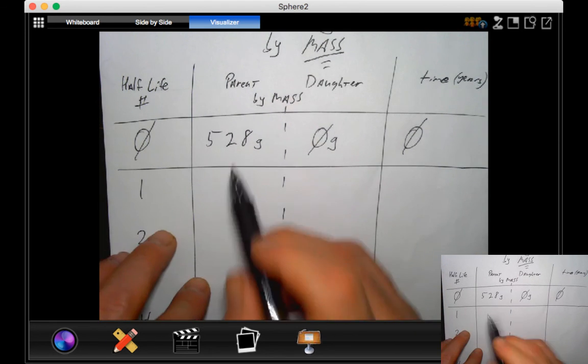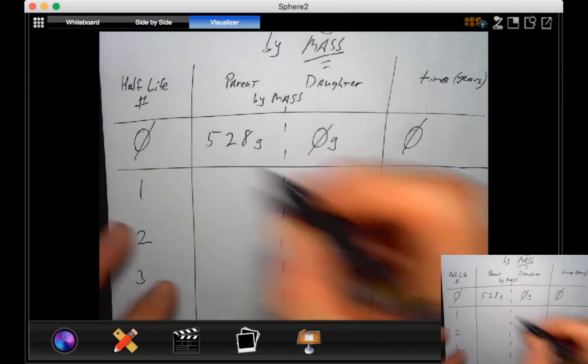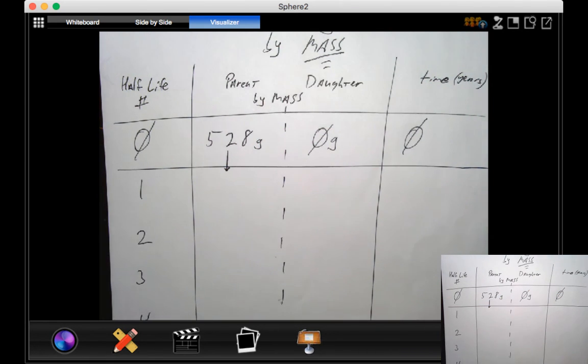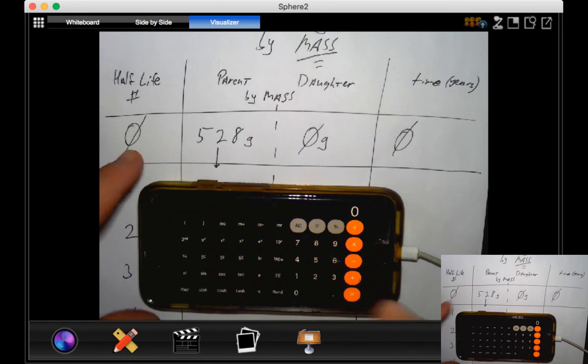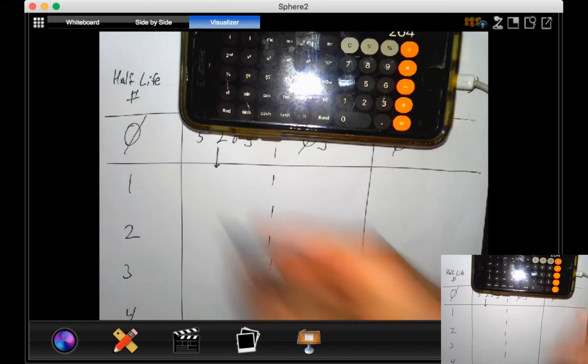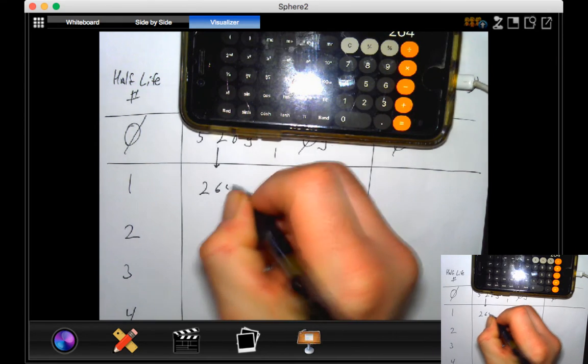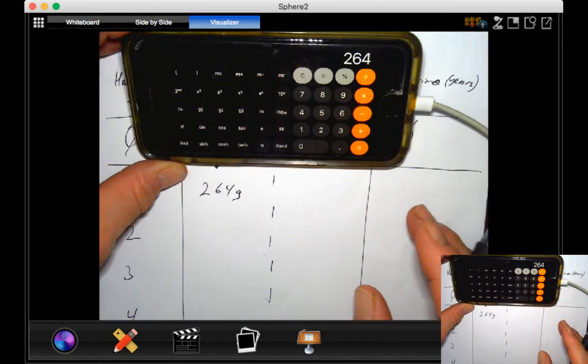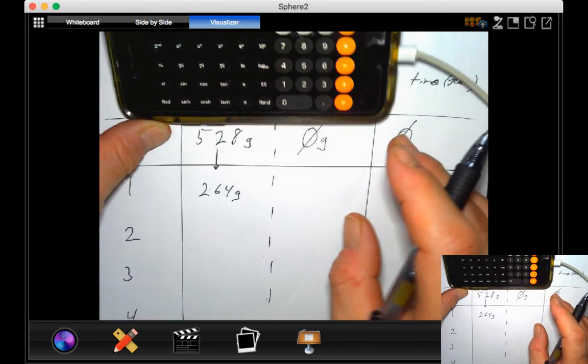All right. Starting with our mass. So we know half-life means that half of the item disappears. It turns into the daughter. So how do we do that? I'm going to bring up my calculator here. I'm going to show you how easy it is to do on the calculator. So I'm starting with 528, and I'm going to divide that by 2. 264. So after one half-life, I have 264 grams of parent left over from 528.